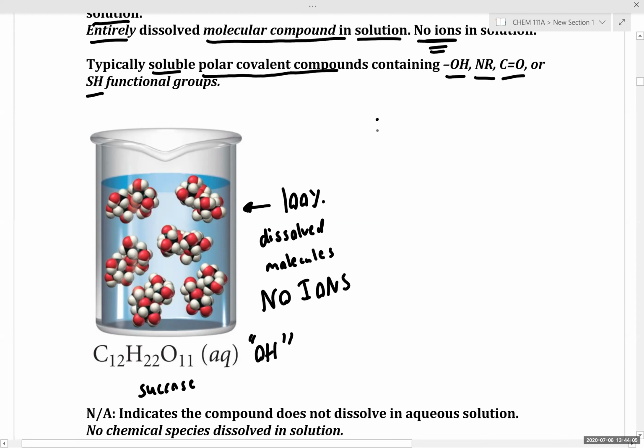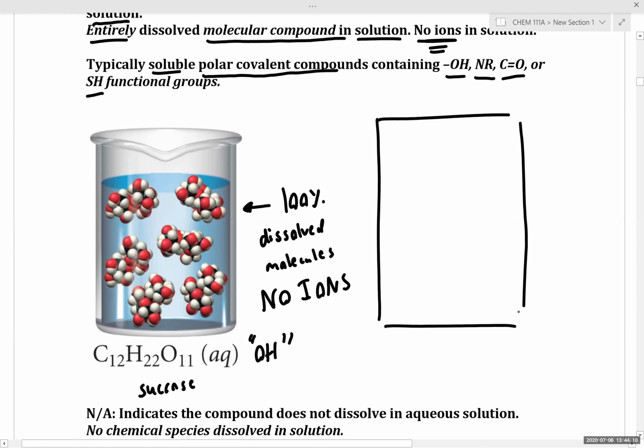So what's another example? Would someone like to give another example of a soluble covalent compound, a non-electrolyte? There's something that's often probably consumed by many people. Glucose? Sure, that's a good one. So an example would be glucose. That's a great example.